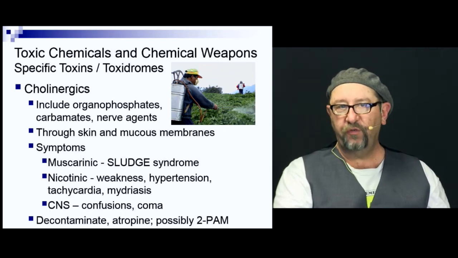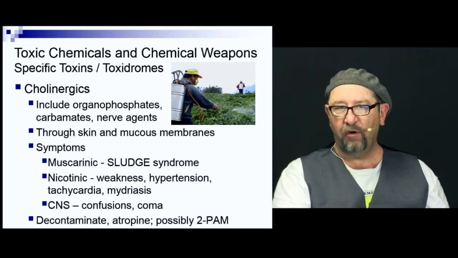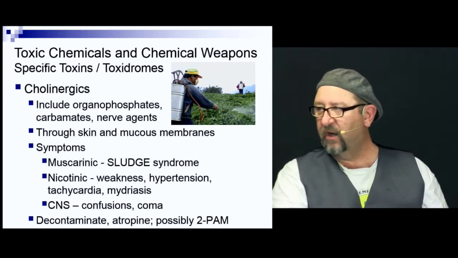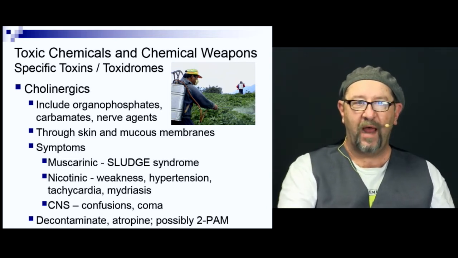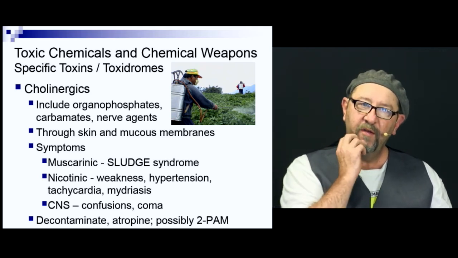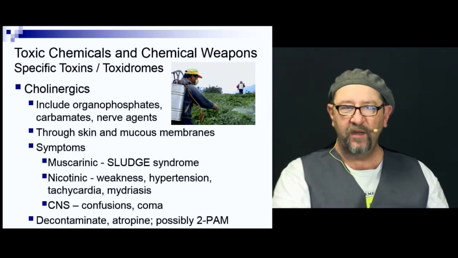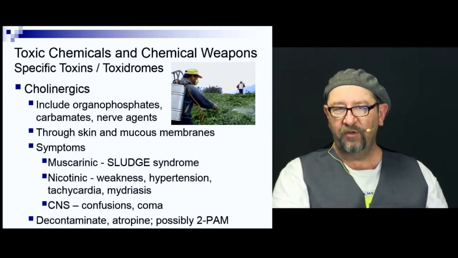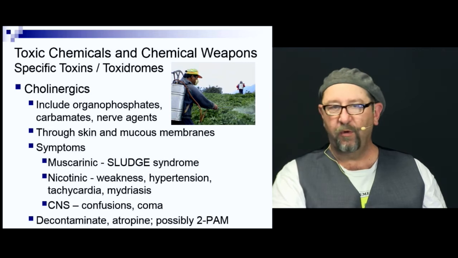Now, the cholinergics are also very questionable. They include the organophosphates and the nerve agents. Obviously, the organophosphates are part of the agricultural industry. The nerve agents are more on the terrorism, military weapon side. They can be skin and mucous membrane absorbed. The symptoms for the muscarinic, it's the SLUDGE syndrome. For the nicotinic, it's weakness, tachycardia, and mydriasis. It says hypertension. That's variable because oftentimes they sludge themselves down to the point where they can't be hypertensive.